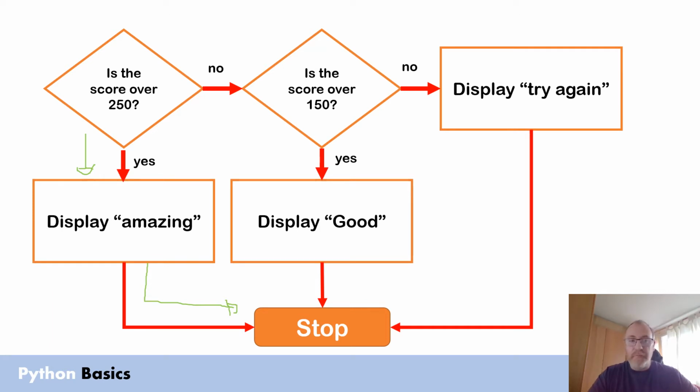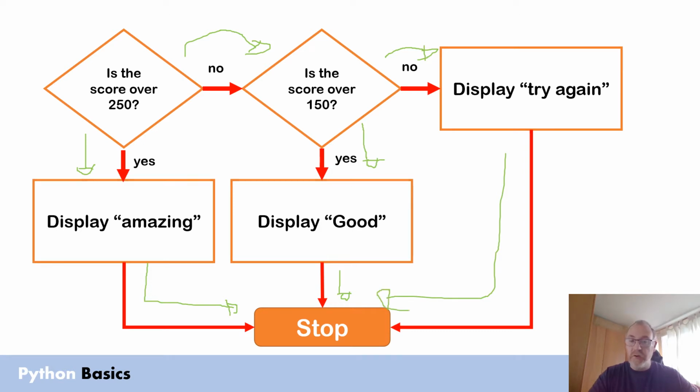However, if we say no, it's going to jump to this if statement and then test this one. Is the score over 150? If it is, then it's going to go this way and display good, and then finally go this way. And if the answer to score over 150 is no, then it's going to display try again, and then finally follow this way around.